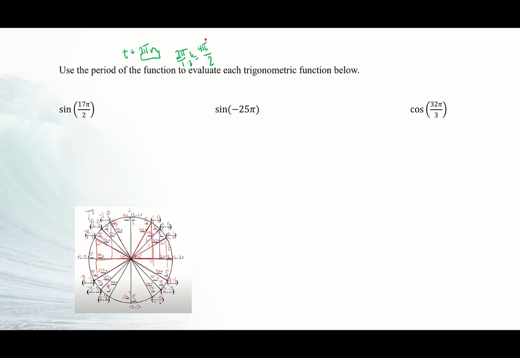So the question is, how many 4 pi over 2's can I get in 17 pi over 2? And I think there are 4 of them, right? There's 4 2 pi's, because if I multiplied 4 pi over 2 by 4, I would get 16 pi over 2. Okay, so I want 4 of these 2 pi's, which again, I'm going to use my 4 pi over 2 and get 16 pi over 2, right? Because that would be the same as 8 pi.